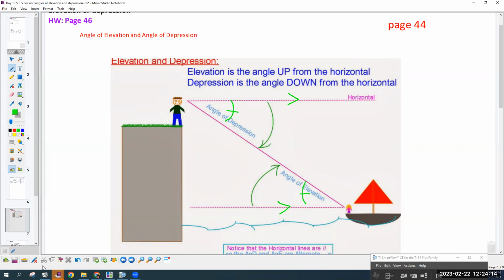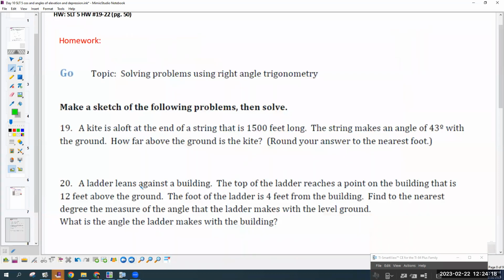So let's take a look at some situations. This is your homework. I'm just going to help you draw a few of them. It says a kite is aloft at the end of the string, and the string is 1,500 feet long, and the string makes an angle of 43 degrees with the ground. So that is an angle of elevation. So I'm going to draw, here's like yellow person here. Here's the kite. If I were to draw the kite, I would have like, I don't know, I can't draw a kite.